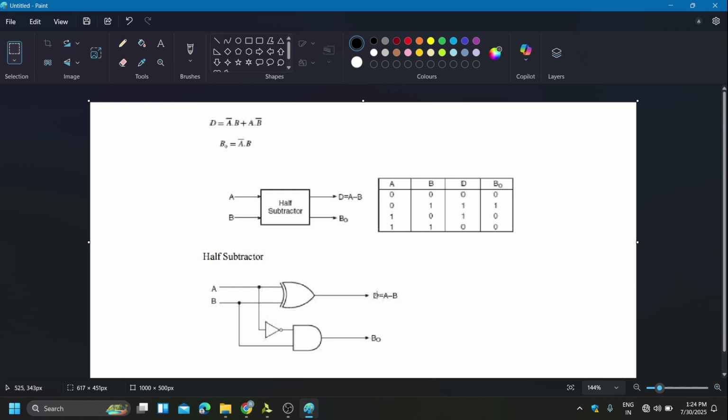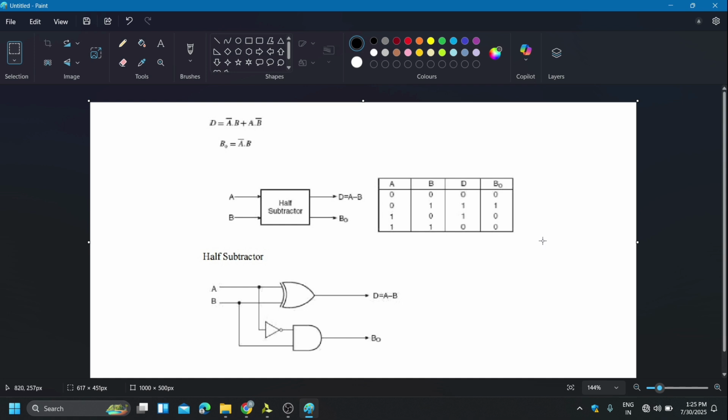In difference, one input is subtracted from the other. So here you can see B is subtracting from A, so that's why A minus B, and this is borrow. Okay, so let's see what the expressions for difference and borrow are. For difference, the expression is A XOR B, so that is A bar B plus A B bar. These things we already discussed, right? For borrow, the expression is A bar and B.